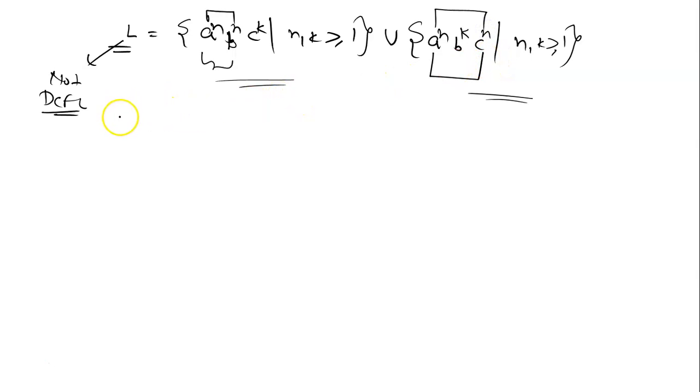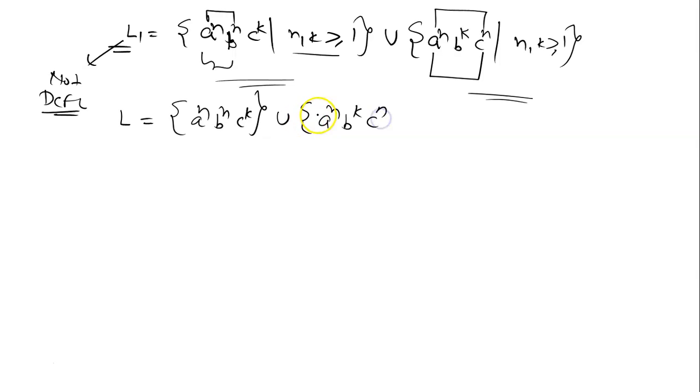Now consider another language. Let me call the previous one L1, and now let me call this one L. What I am going to do is the following: a^n b^n c^k, with n and k greater than or equal to 1, so I am just not writing it, and a^n b^k c^n. Here I am putting a d in front of the second part. So you can see what I am doing: a^n b^n c^k for the first part, and d a^n b^k c^n for the second.